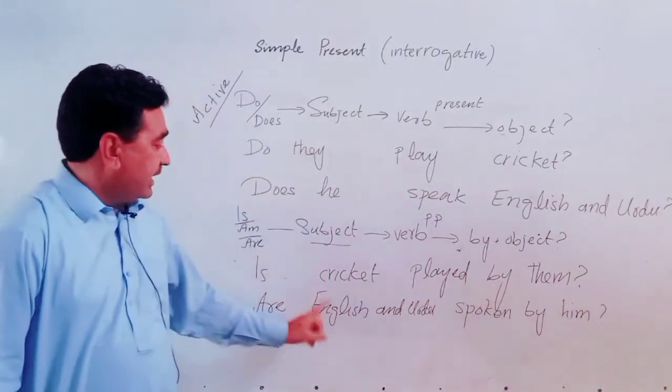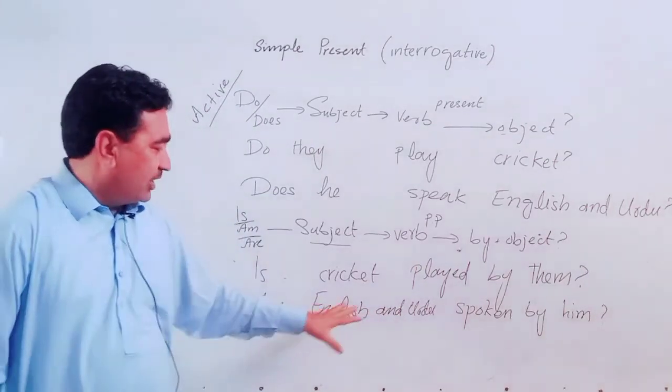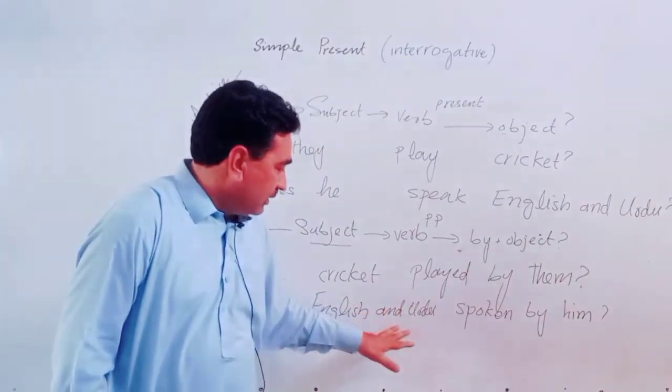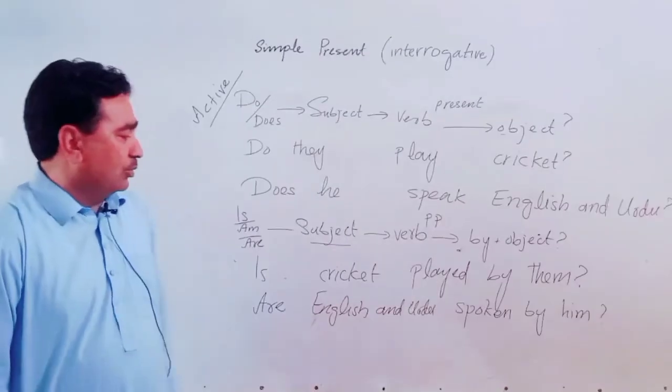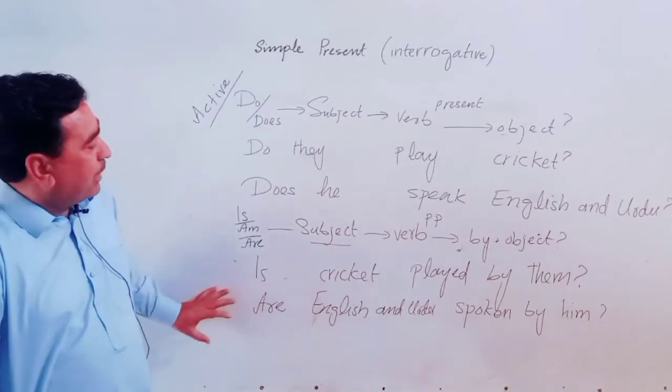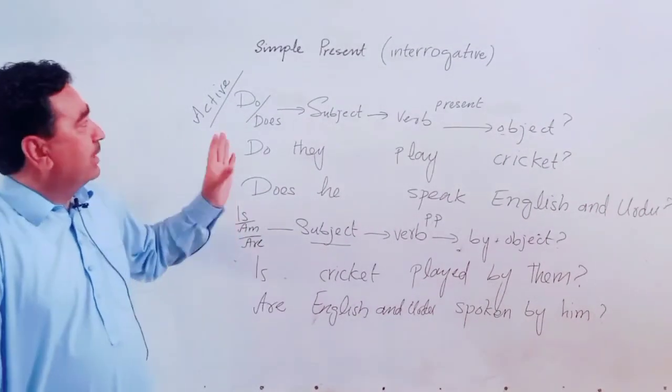Why are? Because English and Urdu are the names of two languages. So English and Urdu will be considered plural, and we have to put are before English and Urdu. This is the structure of the passive voice of an interrogative sentence in simple present tense.